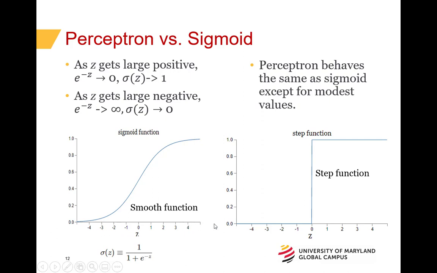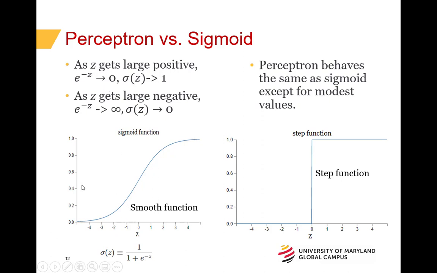For larger values of x in this graph, both output the same. This approaches 1 as well. The same thing for large negative values. This gives you 0 as well as this gives you 0. So the key difference is on the intermediate values, the modulus values of the input.